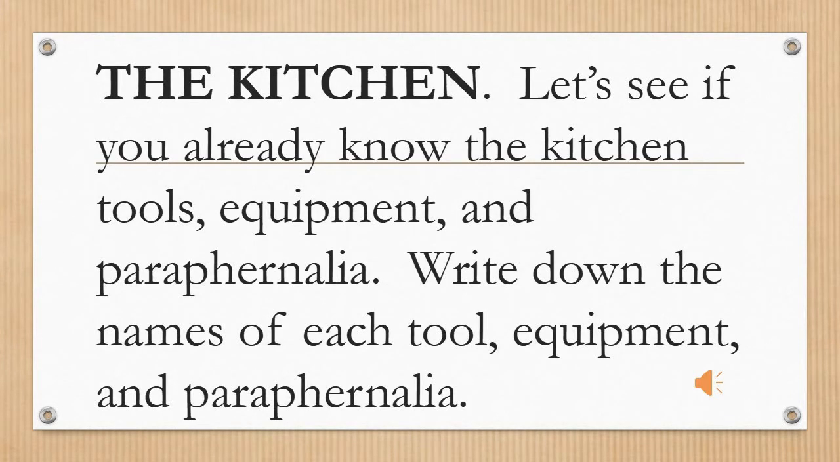Let us proceed to another activity. The name of the activity is the kitchen. Let's see if you already know the kitchen tools, equipment, and paraphernalia. Write down the names of each tool, equipment, and paraphernalia. The choices are given.